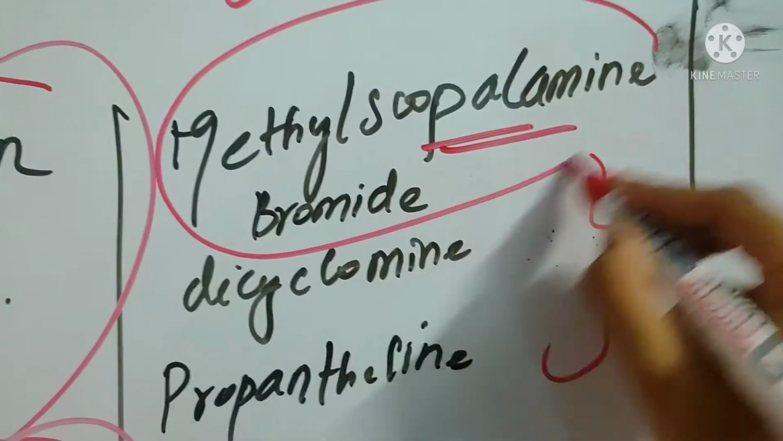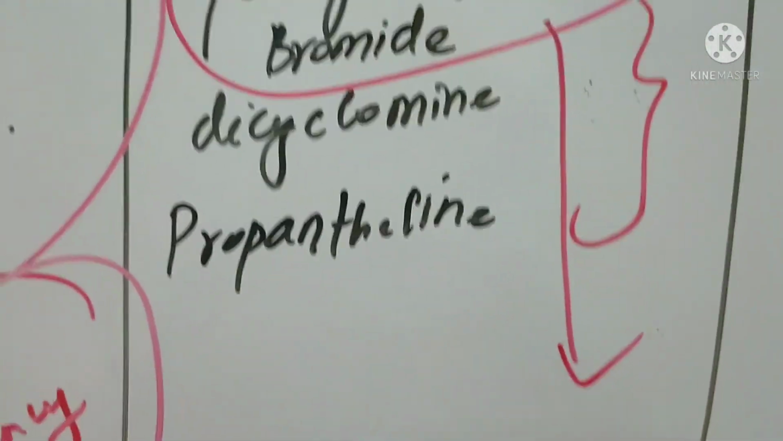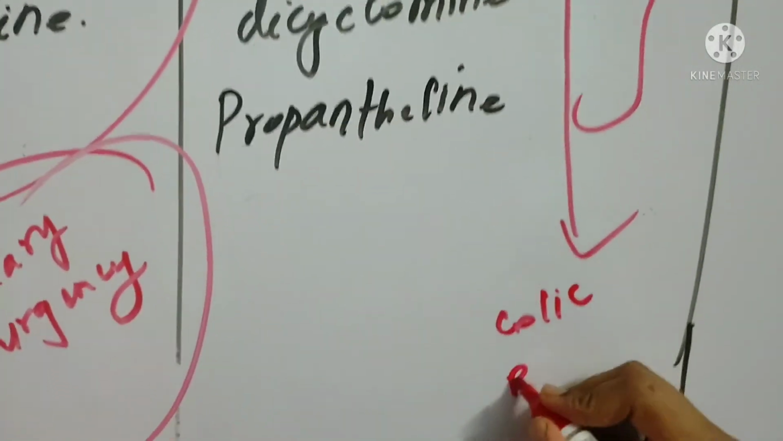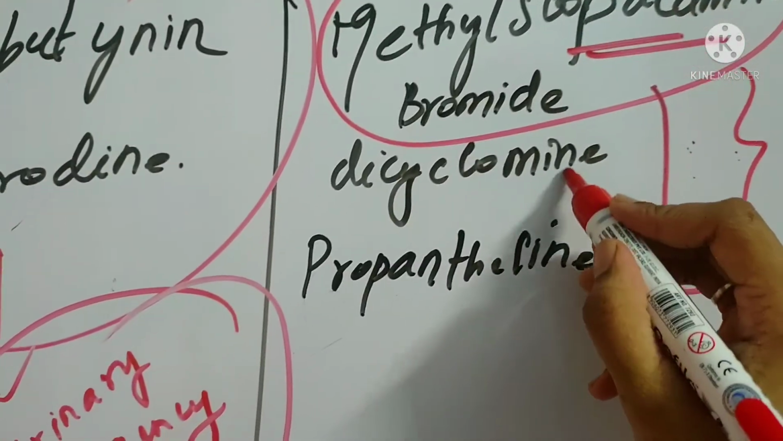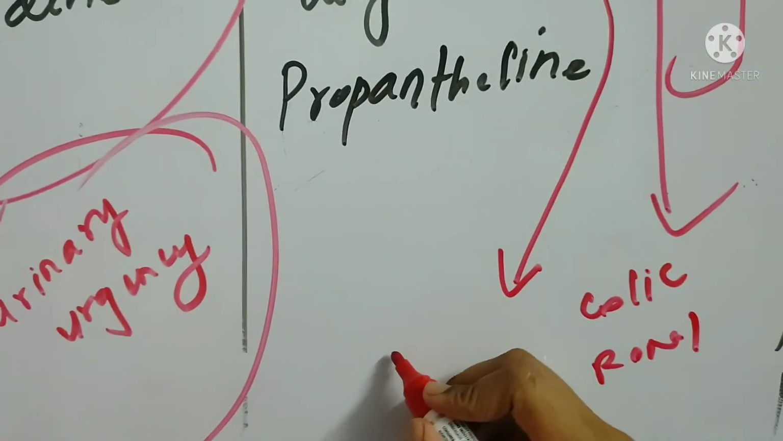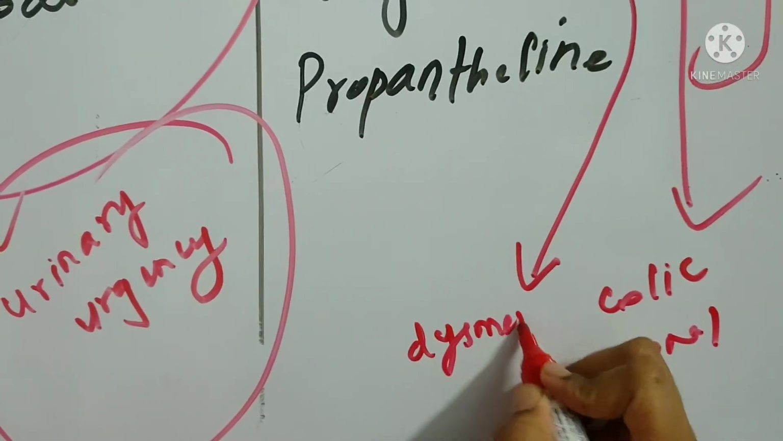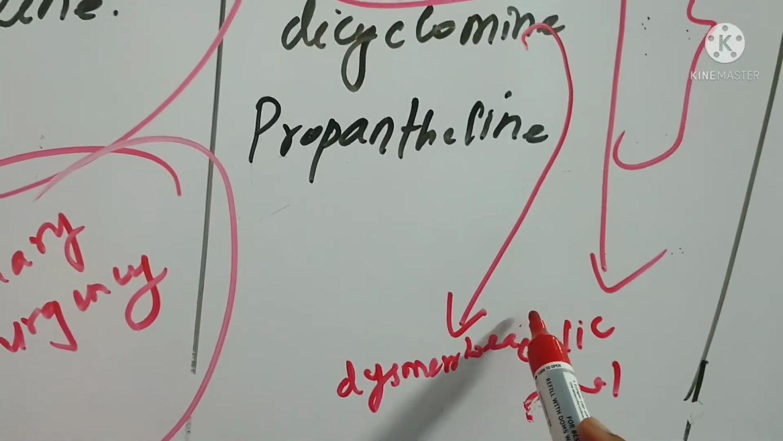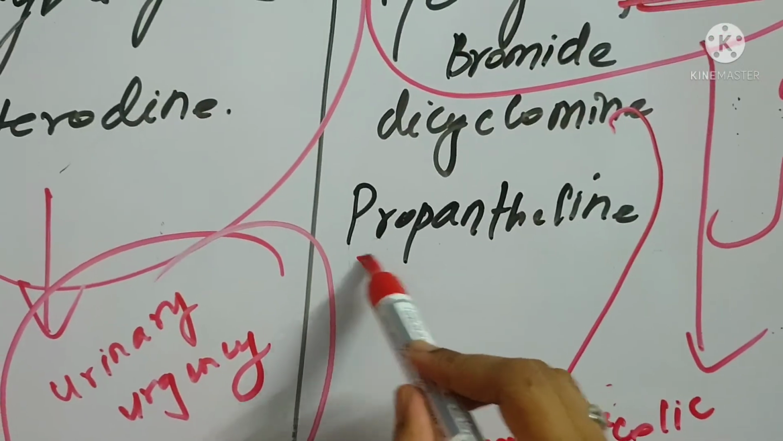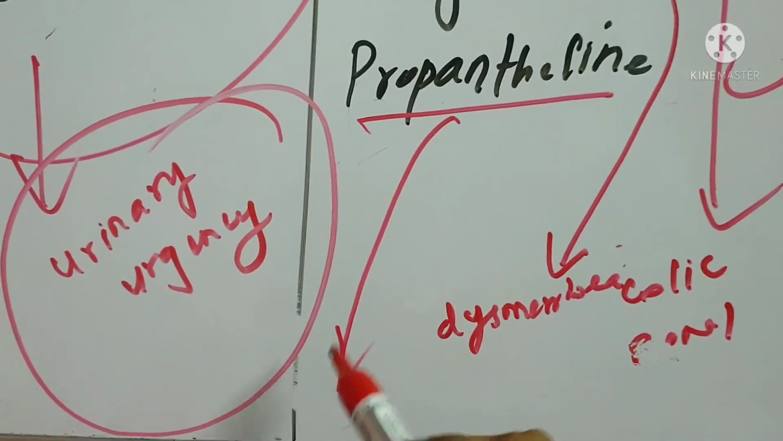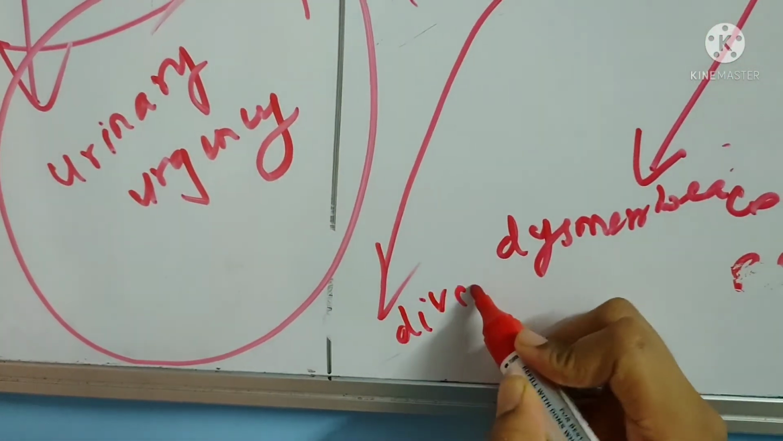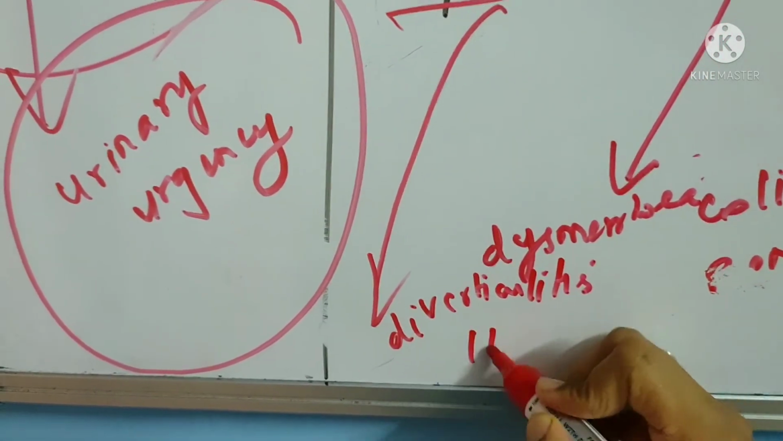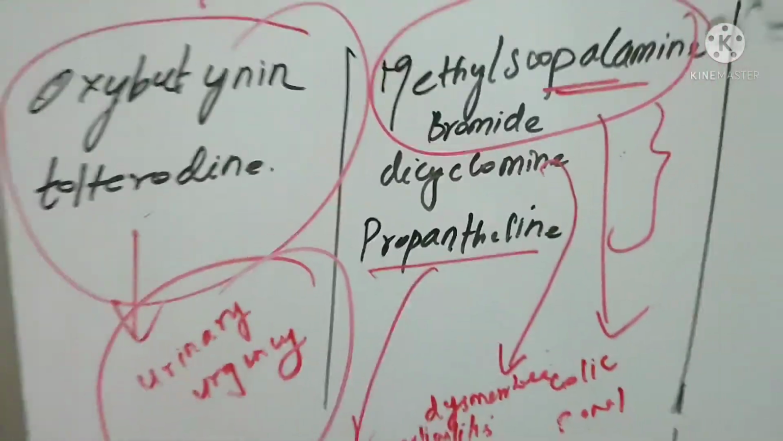So methylscopolamine is used in colic pain, especially in renal colics. And dicycloamine is used in dysmenorrhea, that is painful cramps. And propantheline is used in diverticulitis and in IBD, that is inflammatory bowel diseases.